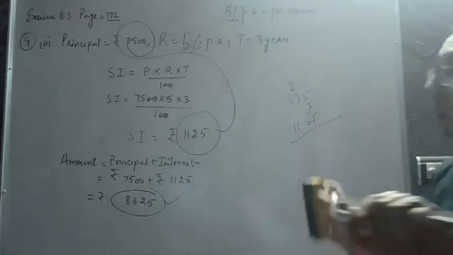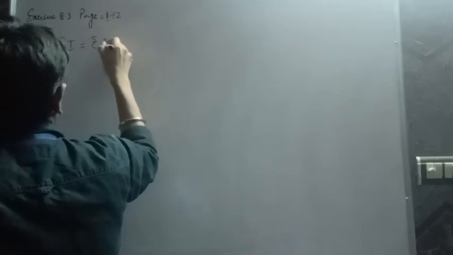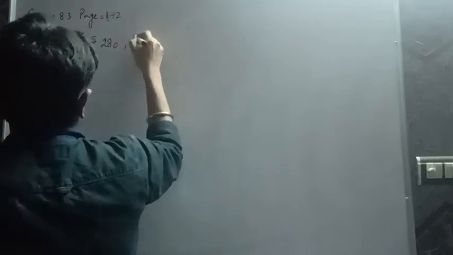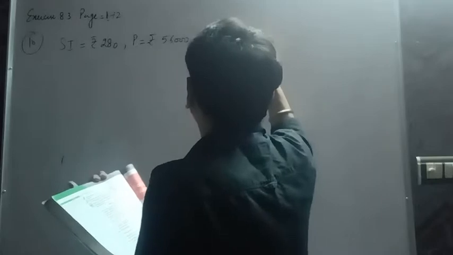Question number 10. What rate gives rupees 280 as the interest on the sum of rupees 56,000 in 2 years? Understand the question. It means NCERT is asking for the rate. Gives 280 as the interest. What is SI in the question? SI is rupees 280. On the sum means principal is rupees 56,000, and time is 2 years. Very easy.